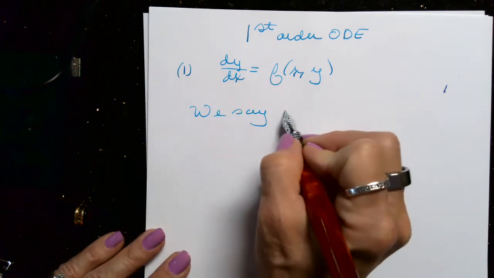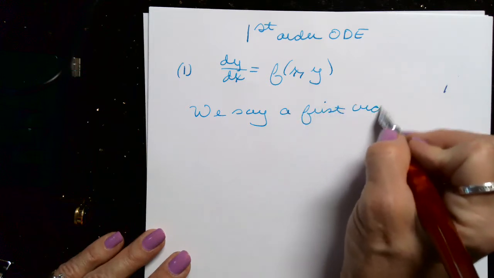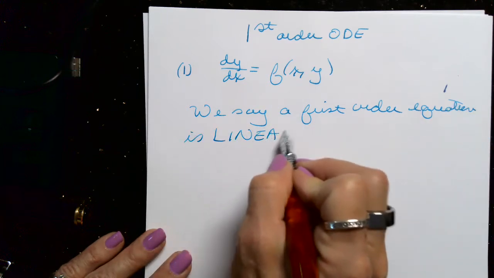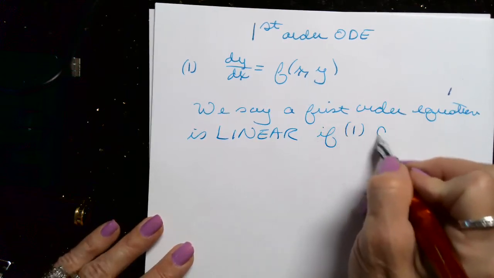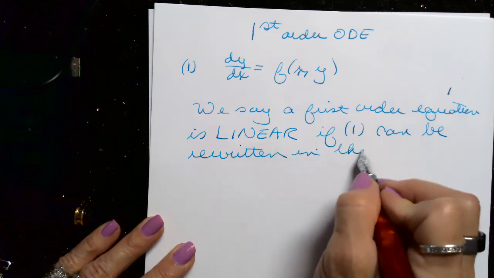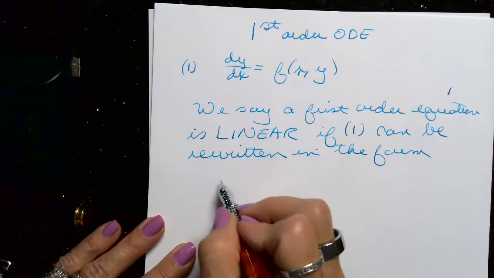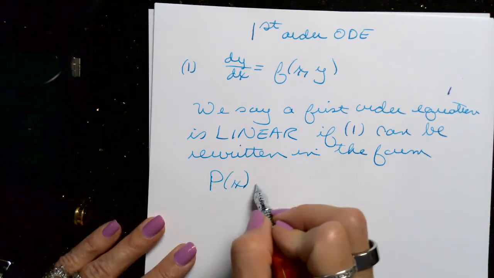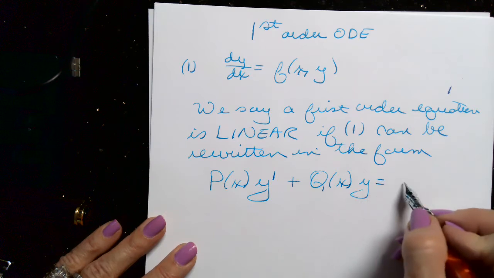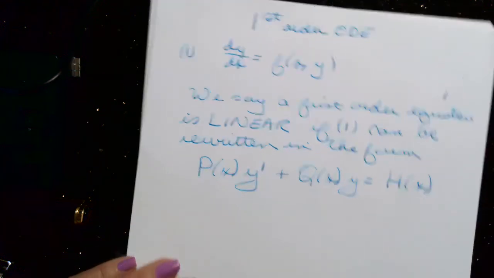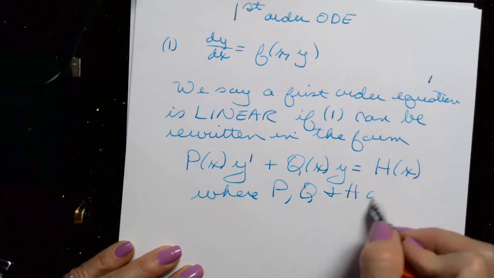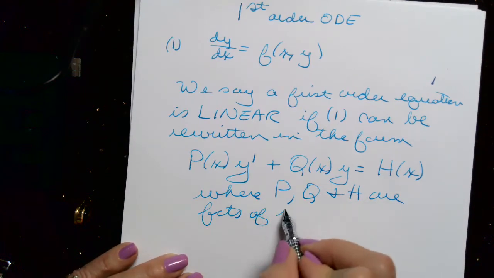We say a first order equation is linear if it can be written in the form, let's say, capital P of x, y prime (I'll use y prime instead of dy/dx), plus capital Q of x times y is equal to h of x. Okay. These are where P, Q, and h are functions of x. And maybe we don't know anything about them.